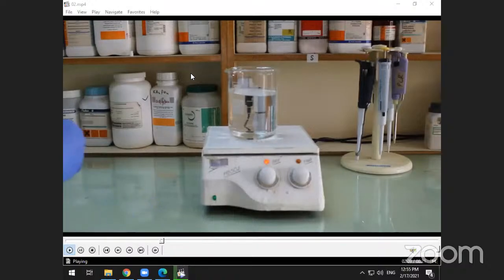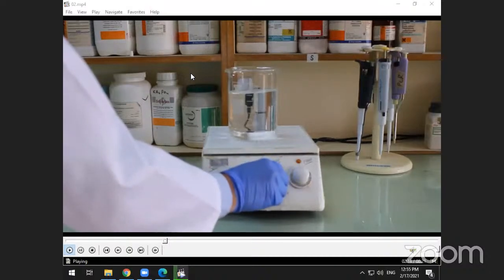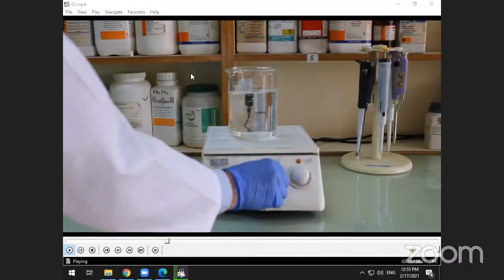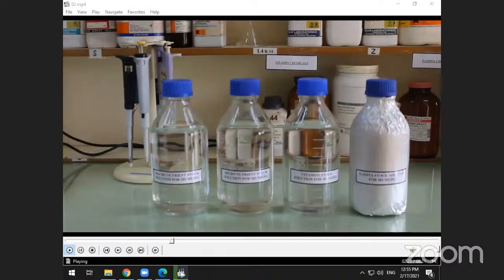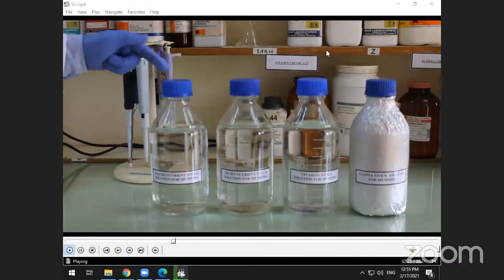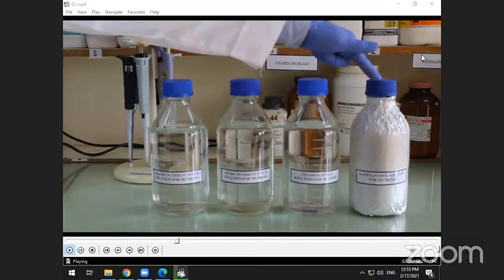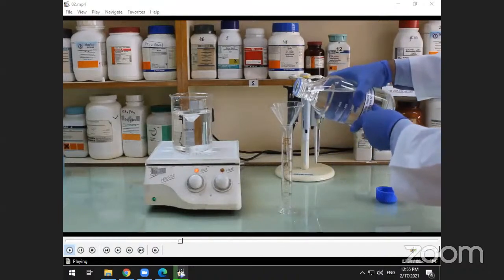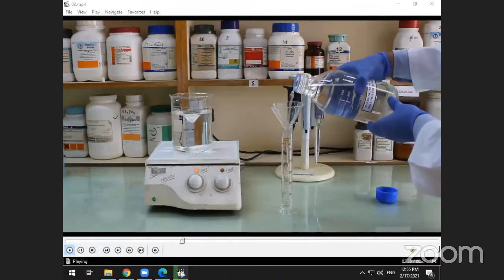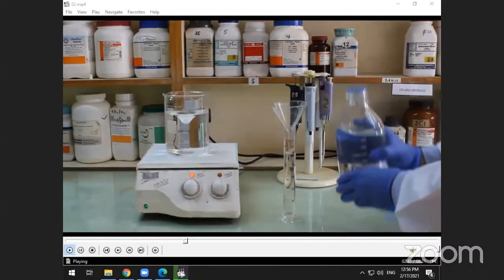Turn on magnetic stirrer and put 700 ml of distilled water in a beaker on the stirrer, and also add a magnetic bead into the stirrer to dissolve the nutrients properly. All the stock solutions of MS media are now ready. First, add 50 ml of macronutrient stock solution into the MS media.